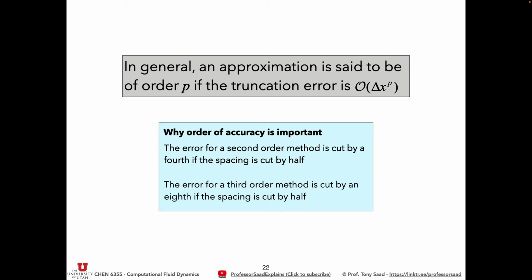Now that has implications on the error, because for a second order method, if you cut the spacing by half, you cut the error by a factor of 4. So if you approximate the derivative with the second order method and sample at half the spacing, you cut your error by a fourth. That's a lot. For a third order method, it's cut by an eighth. So that's the power of these higher order terms.